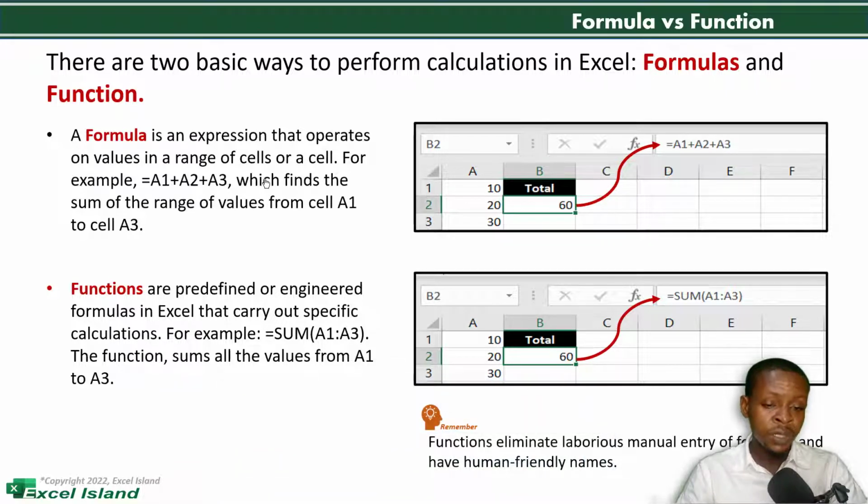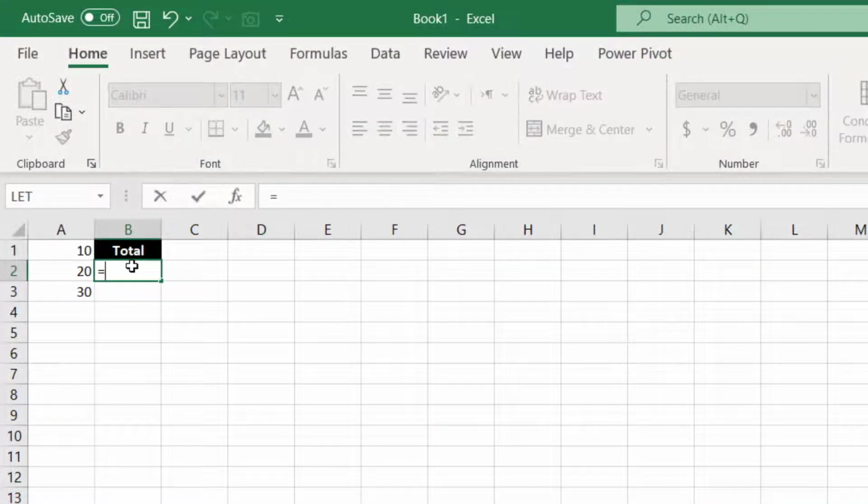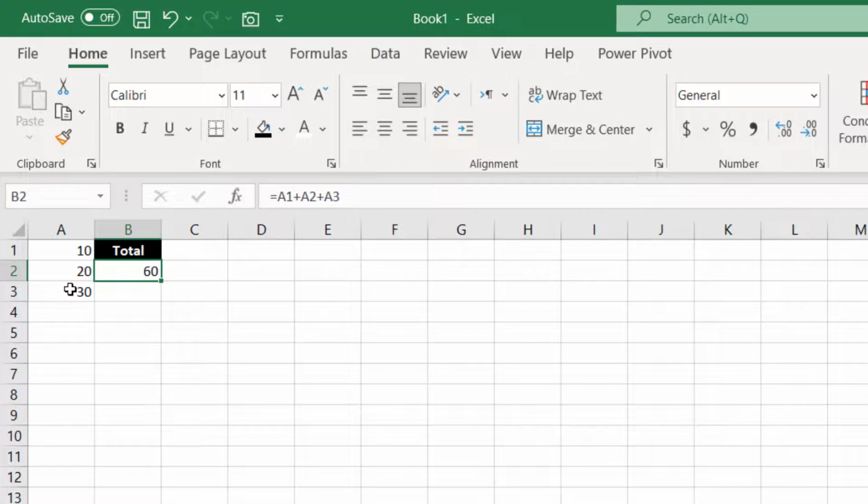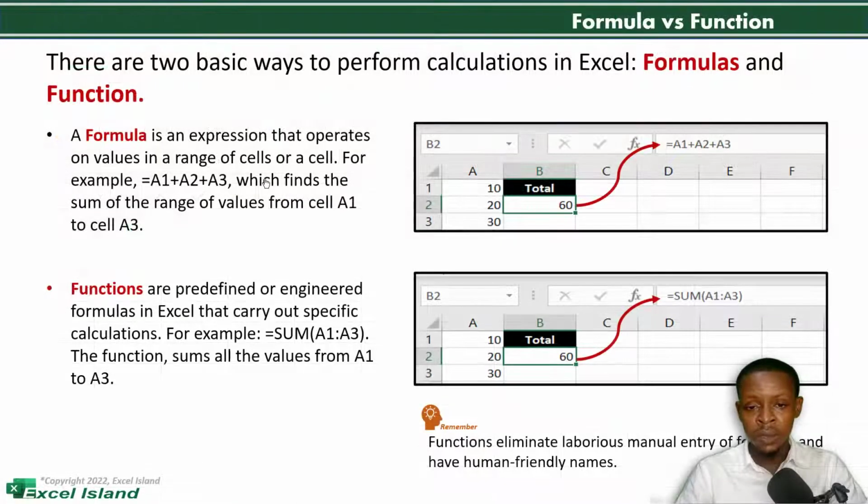So a formula is an expression that operates on values in a range of cells or a cell. For example, as I did earlier in Microsoft Excel, I said equals A1 plus A2 plus A3. I was referencing the content, the numbers in those cells, and I get 60, as you can see on my screen. While a function is a predefined or engineered formula in Excel that carries out a specific calculation.